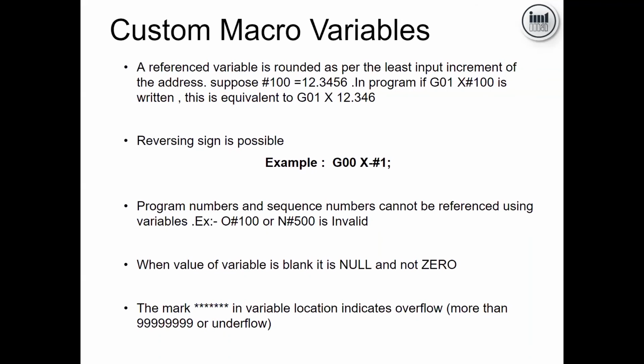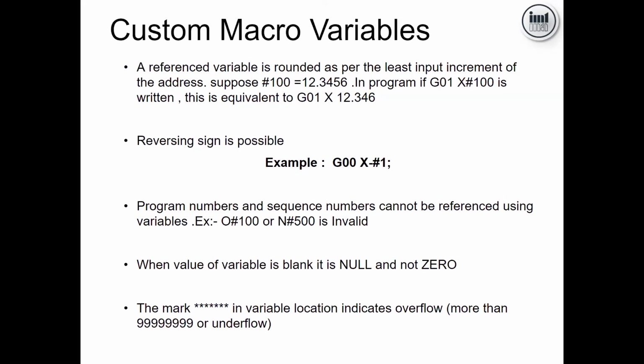As required by the drawing or program. Program numbers and sequence numbers cannot be referenced using variables. That means O cannot be written or N cannot be written, because O is the program number. Program numbers start from O, that's why you cannot use O. Then N is the block number: N1, N2, N3, N10, N20, N30, like that. So you cannot use O and N for writing macro hash variables.